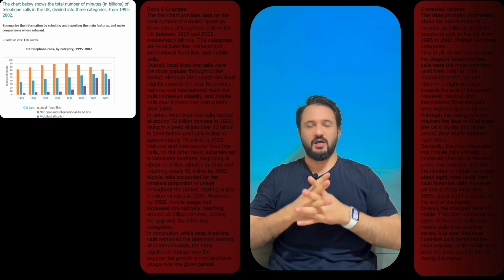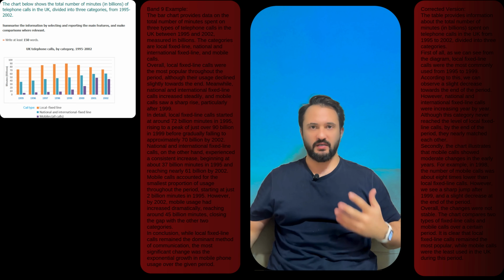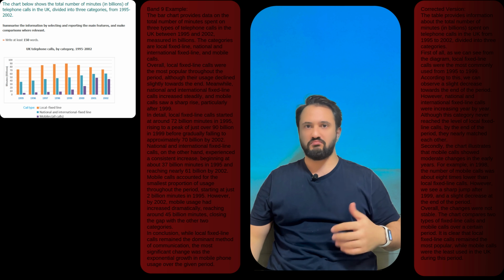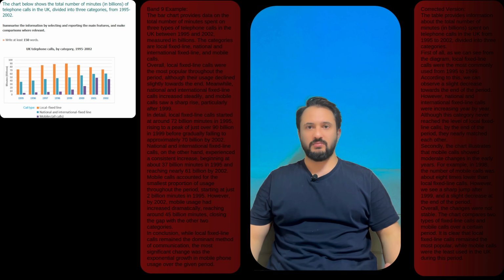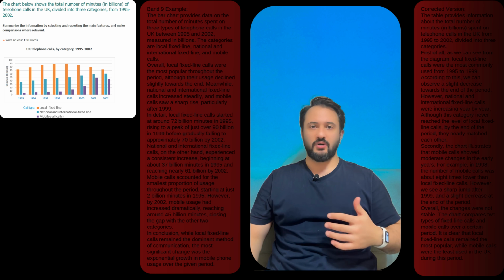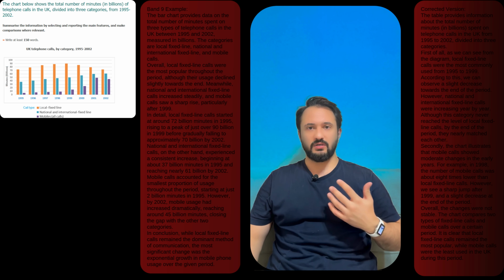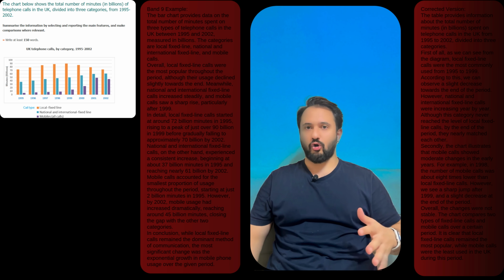What can we say about this bar chart? For example, the bar chart provides data on the total number of minutes spent on 3 types of telephone calls in the United Kingdom between 1995 and 2002, measured in billions. Okay, measured in billions, a good structure. So the categories are local fixed line, national and international fixed line, and mobile phone calls.